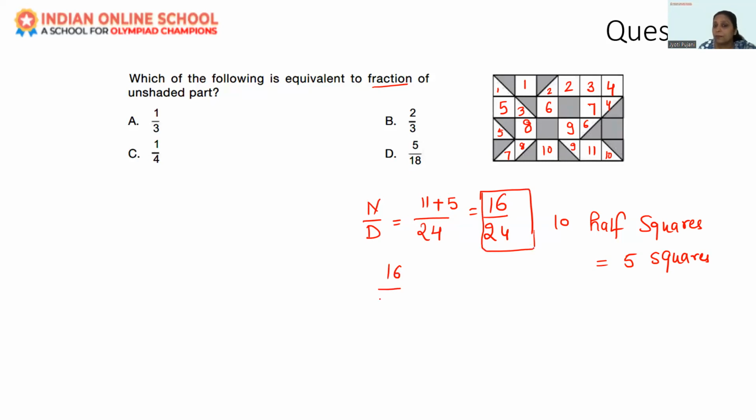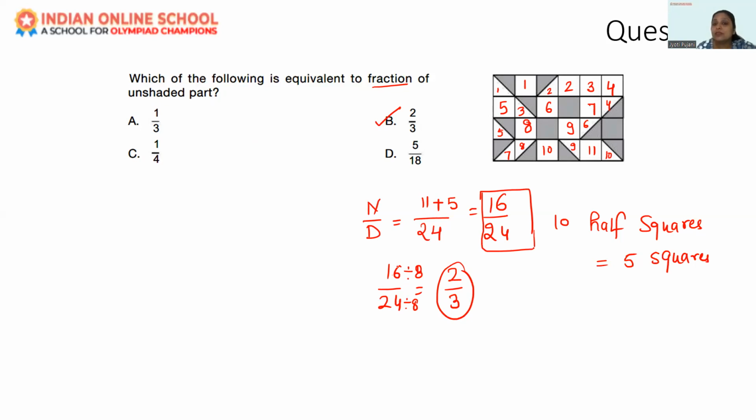So 16 by 24. Both can come in a table of 8. So I will divide with the 8. 16 divided by 8 is 2, and 24 divided by 8 is 3. So 2 by 3 will be our answer. That's a B.